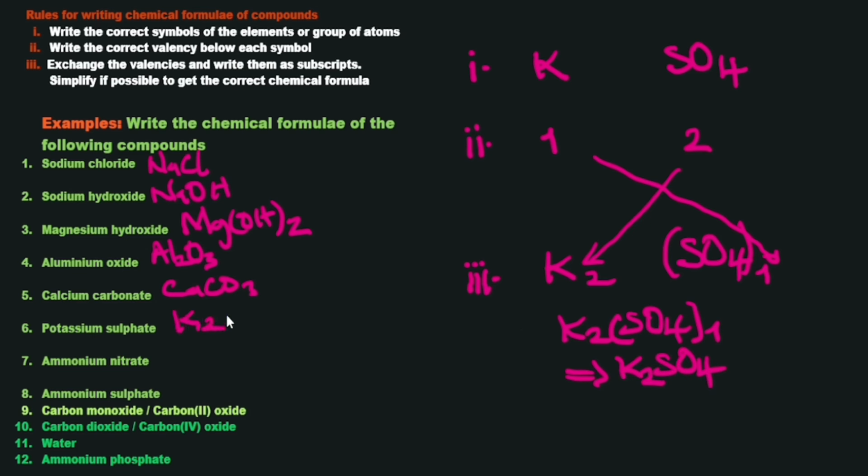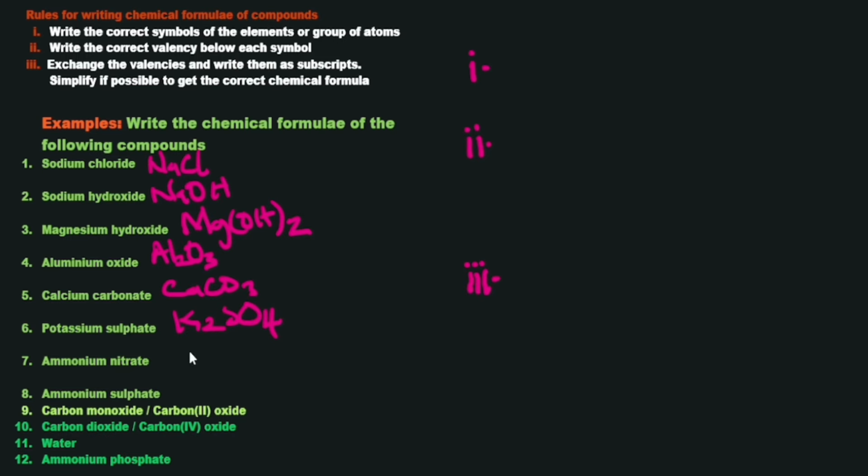K2SO4. For ammonium nitrate, we know that ammonium is NH4, nitrate is NO3. The valency of ammonium is 1. If you have forgotten, we said we give 5 to nitrogen. We know that the valency of hydrogen is 1. 1 times 4 is 4. Now 5 take away 4 is 1.